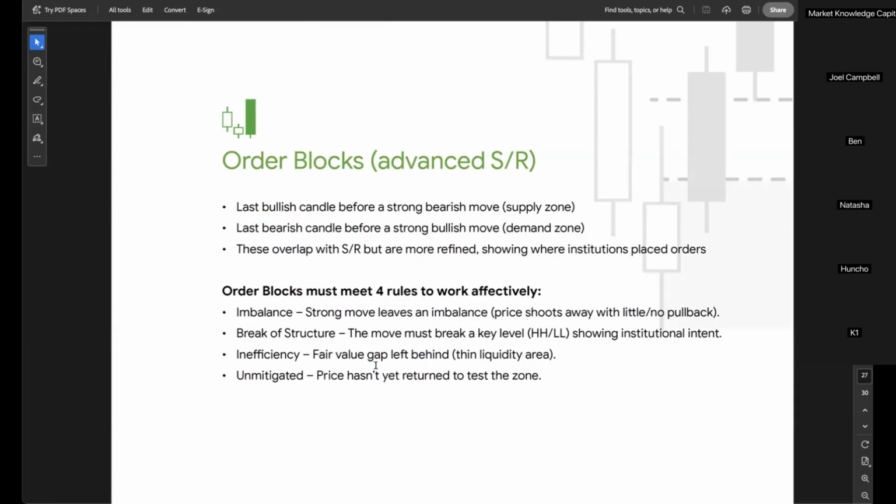So order blocks is basically what I would call a more advanced form of analysis of support and resistance. What an order block shows you is where all of the big institutional funds, the banks or the hedge funds, are now getting involved in the trades.